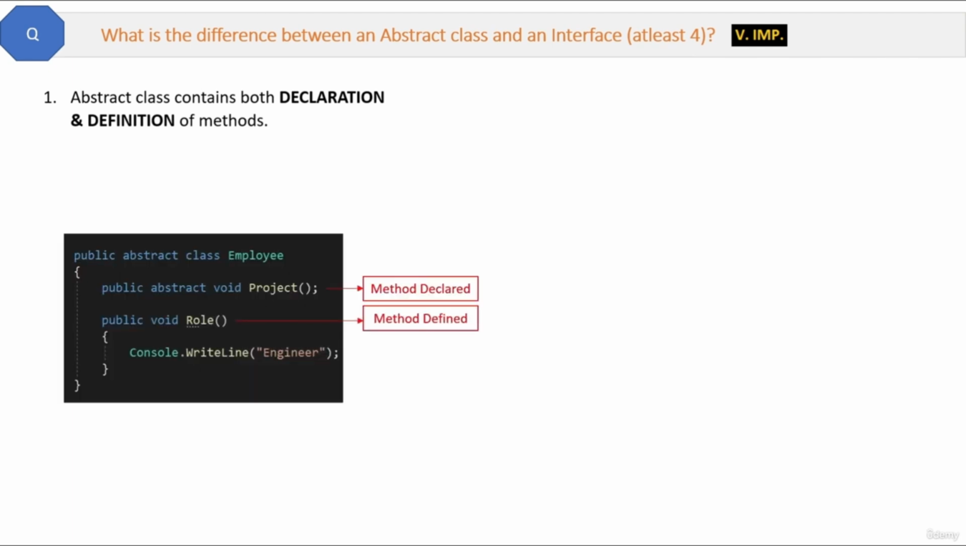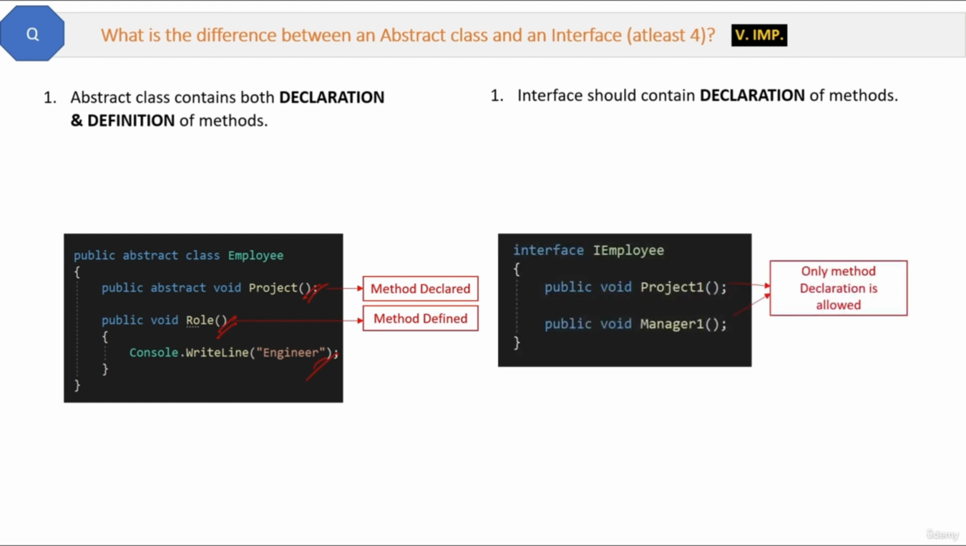See, employee class has two methods, project and role. One is declared and another is defined with the body. On the other hand, interface should contain only declaration of methods. Let me show you the code. See, here we have two methods, project and manager 1, and both are just declared. There is no body of these methods.